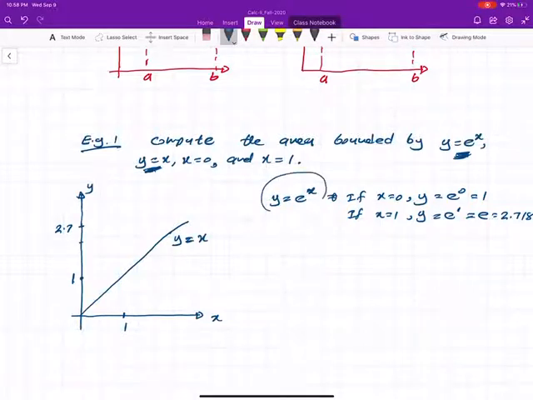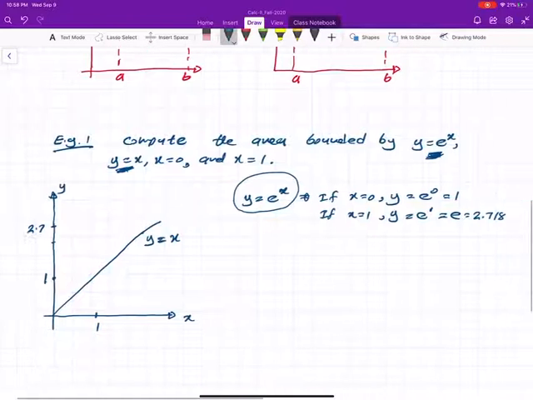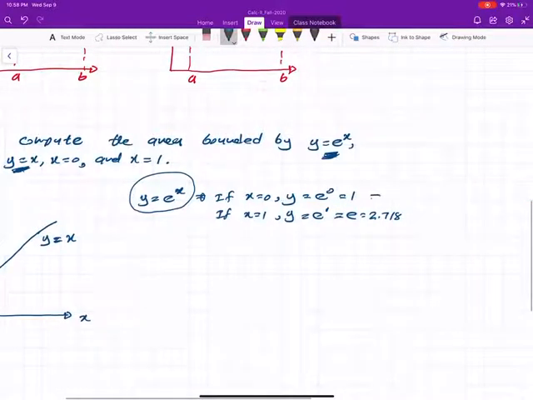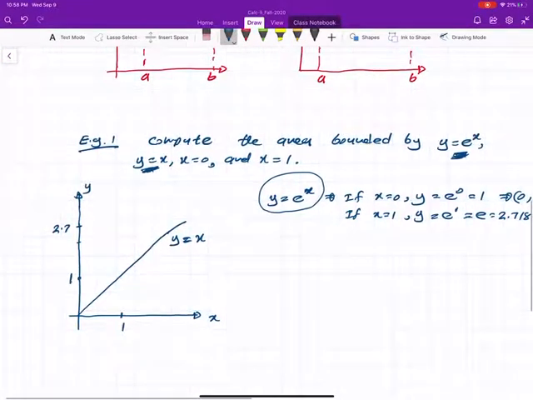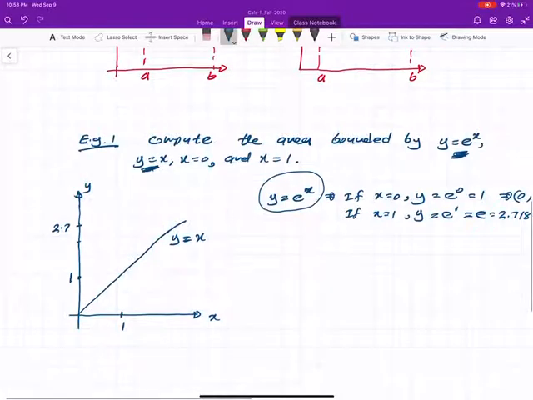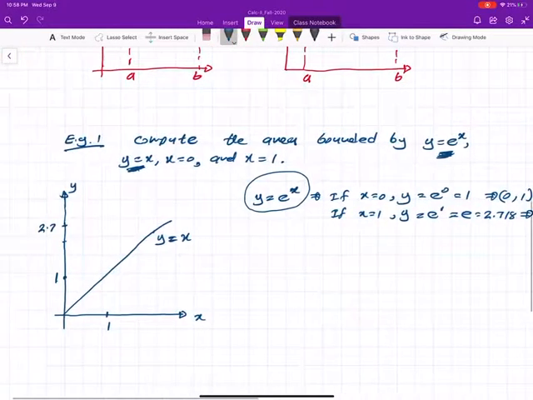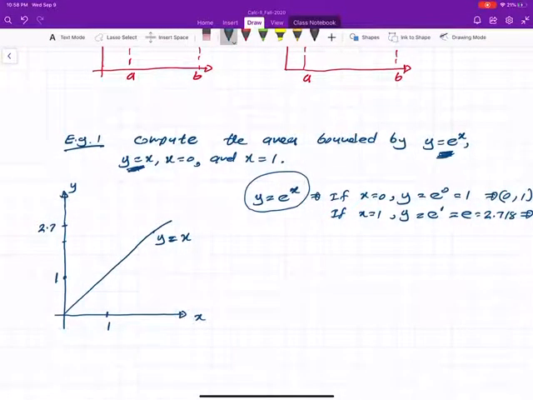I'm just plotting that curve. I just found 2 points. The first point is 0, 1, which is already done. The next point is 1, 2.7. That is right here. So this curve goes like that.